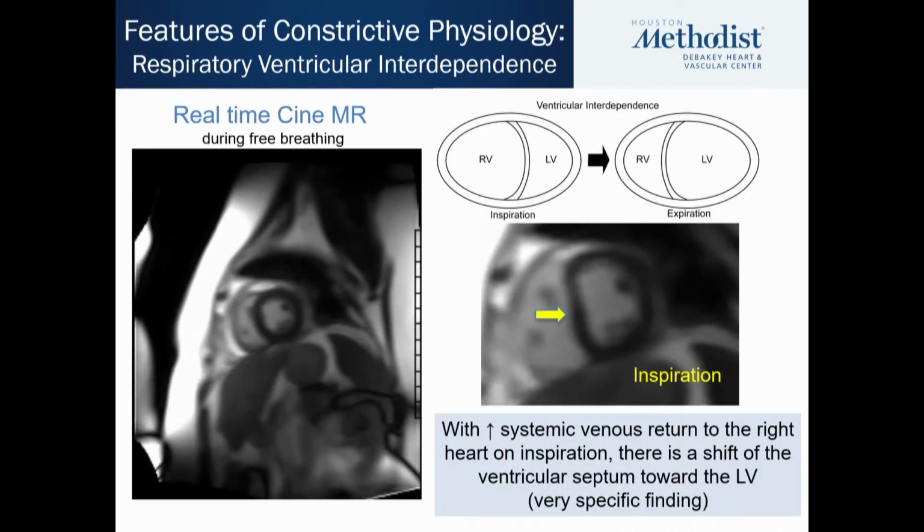This can also be seen with real-time cine imaging, where we can just image the patient as they free breathe. And what you'll notice is, as the patient inspires, when the abdomen drops, you will see just a very subtle shift of the septum towards the left. Again, this is all just further evidence that the two ventricles are competing with each other, and one is filling at the expense of the other. Again, pathognomonic for some pericardial process.